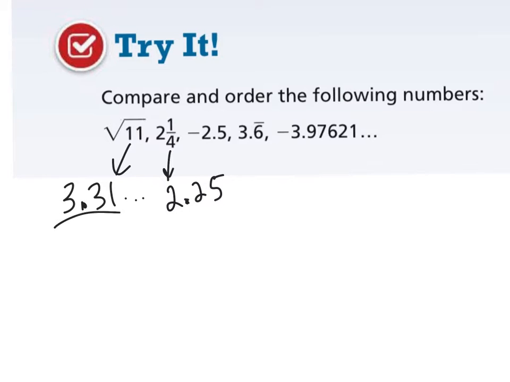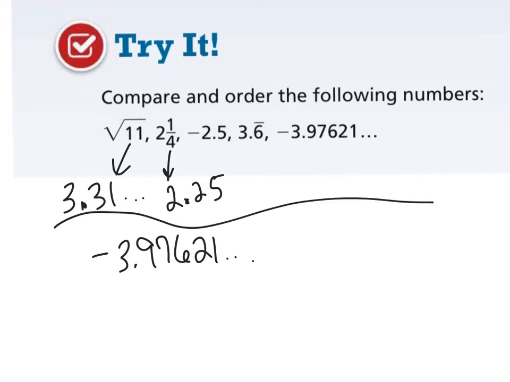Putting them in order, what we need to remember is that with our negative numbers, if it's more negative, then it's a smaller number. So negatives work opposite from the positive numbers. The most negative number here is negative 3.97621, and so on. Negative 2.5 would be the next smallest number in the group then. Now we're to the positives, so 2.25. Actually, go back to what they gave us originally, 2 1/4.